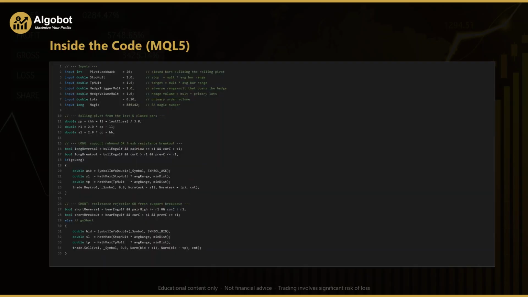Let's look at the actual MetaQuotes language code that runs inside MetaTrader 5. At the top, we have the input parameters. PivotLookback sets how many closed bars build the rolling pivot. Stop multiple and TP multiple scale the stop loss and take profit from the average bar range. Hedge trigger multiple sets how far the trade must move against the position before the recovery hedge is opened, and hedge volume multiple sizes that hedge relative to the primary order. Lots is the base volume, and magic is the identifier the EA uses to recognize its own trades. Just below, you can see the rolling pivot math.